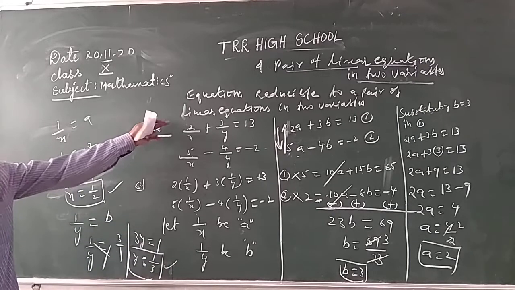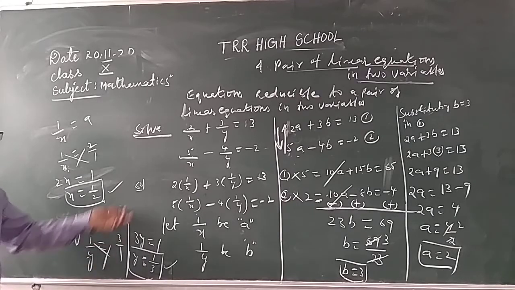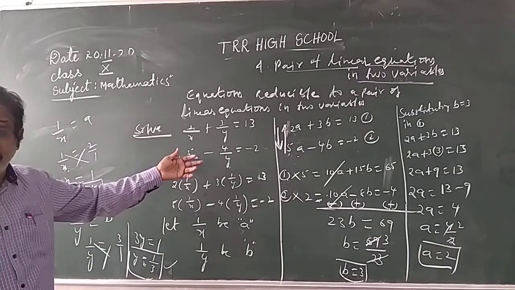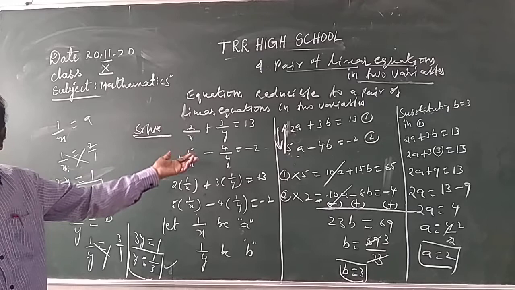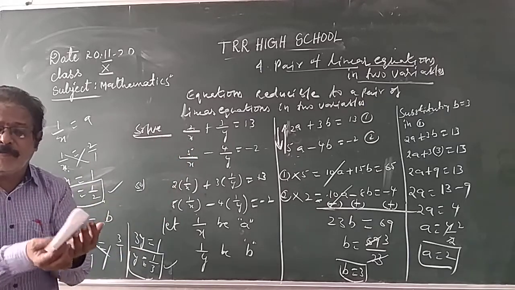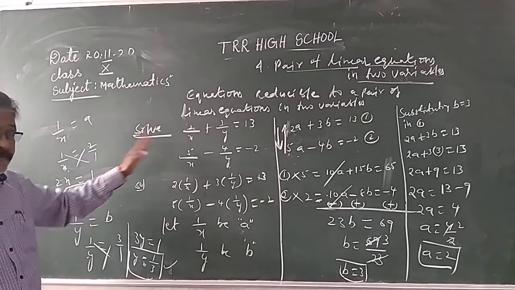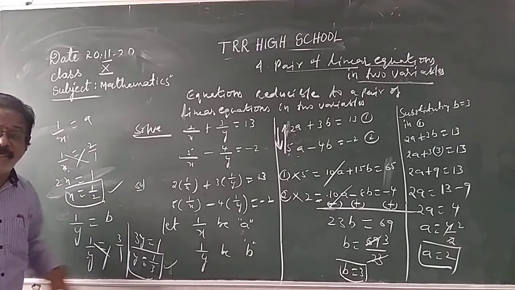The given pair of linear equations has two variables x and y, and we got x and y. They don't give the equations directly in the form ax plus by equal to c. If they are not in that form, you have to reduce them to that standard form. These are the reducible forms.